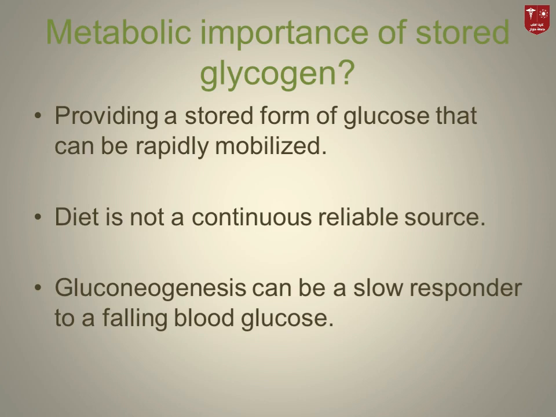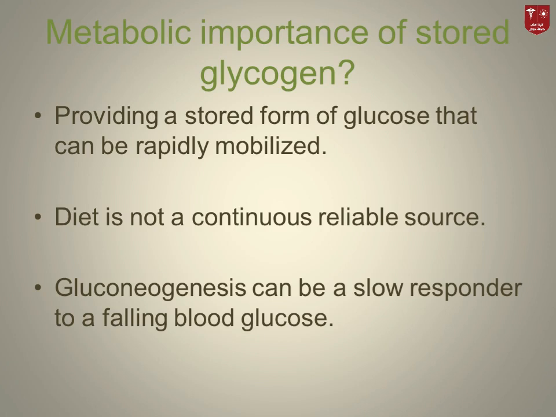طيب ايه الامبورتنس؟ What's the metabolic importance of storing glycogen? To provide a stored form of glucose that can be rapidly mobilized. يعني عشان يبقى عندي source of glucose مخزن اقدر بسرعة ان انا احوله لجلوكوز. انا مخزن الجلوكوز في صورة جلايكوجين، وده source سريع للجلوكوز، ده source يرفع لي البلاد شوجر بسرعة during the fasting state. Since diet is not a continuous reliable source، احنا مش على طول بناكل.